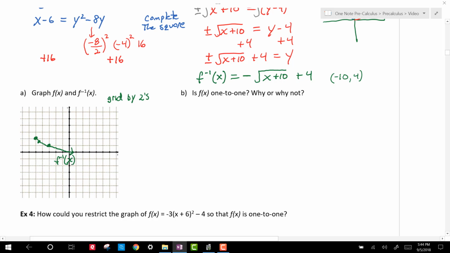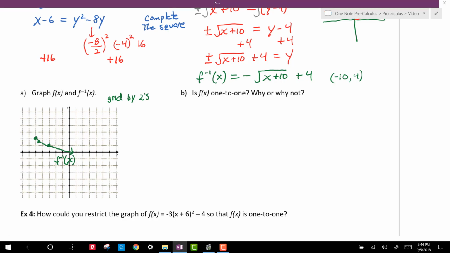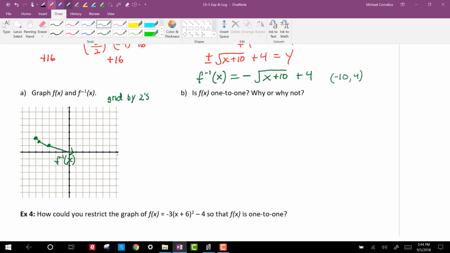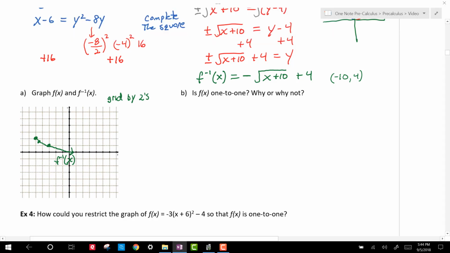And then it says to graph f of x. Well, guess what? Since I already have f inverse, f of x should be easy. For f of x, I just need to switch the points. So I was starting at negative 10, 4, so f of x should have the point 4, comma, negative 10. That's the first one. So that's going to be 2, 4, 2, 4, 6, 8, 10, right down here.